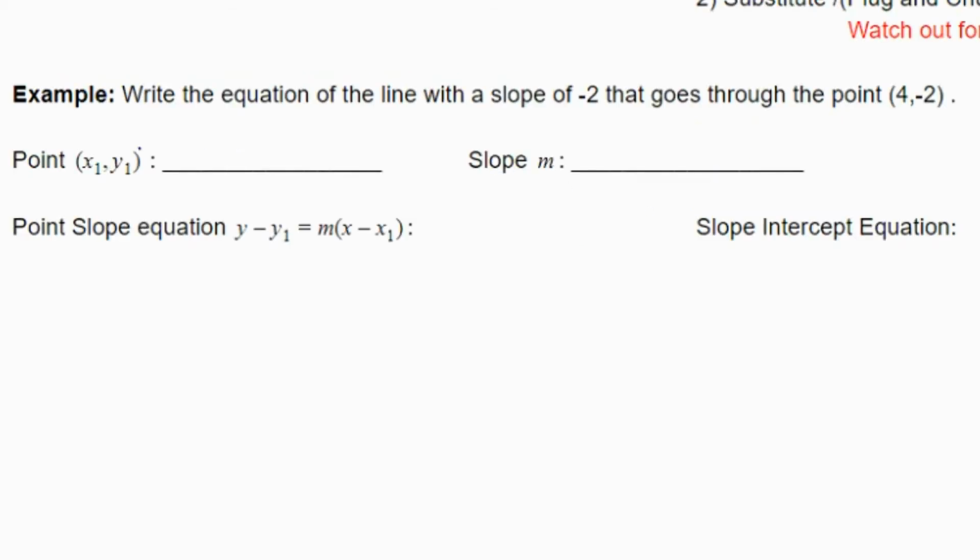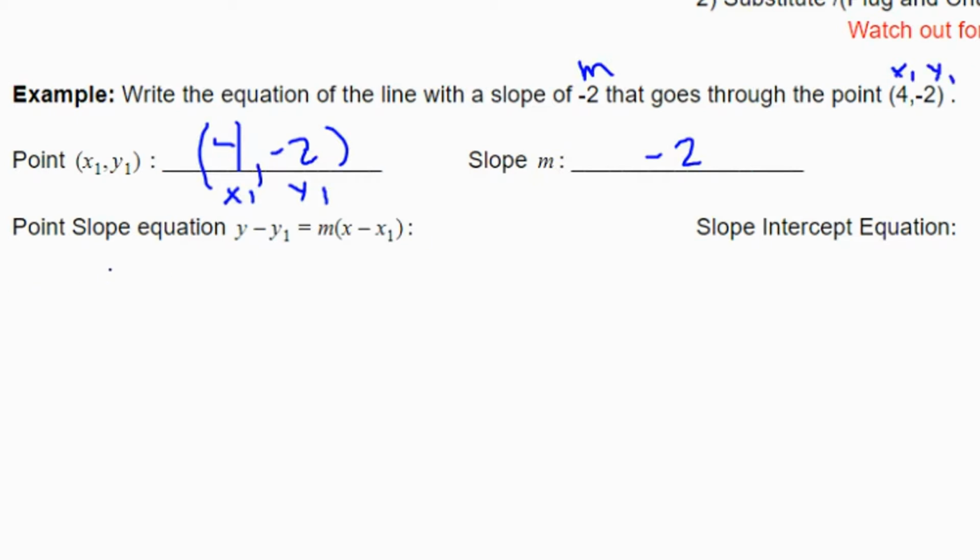So here's an example. Write the equation of the line with the slope that is -2 that goes through the point (4, -2). All right, so my point is 4 and -2. That's x1, and this is y1, and my slope m is -2. Now, I have these nice lines here for you on your notes, but if you're doing your own work, you can just label them right in place if you would like.